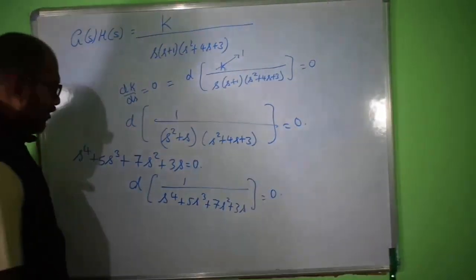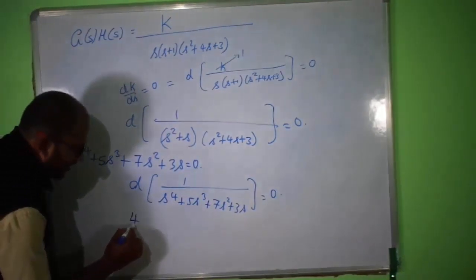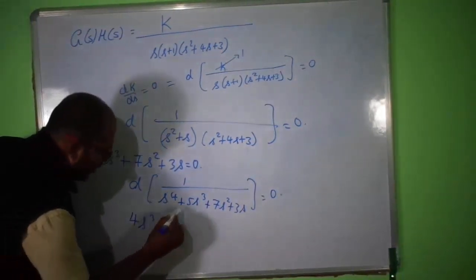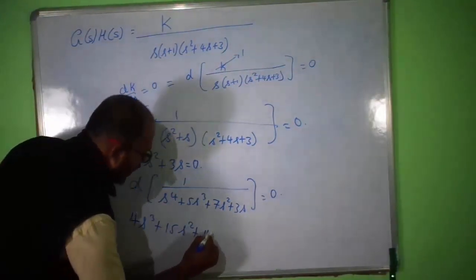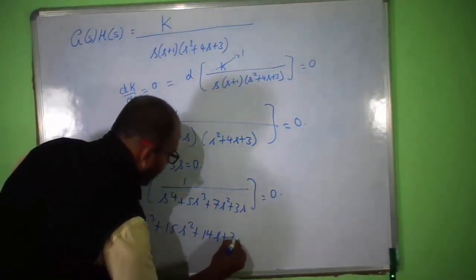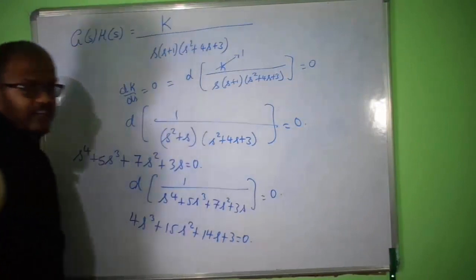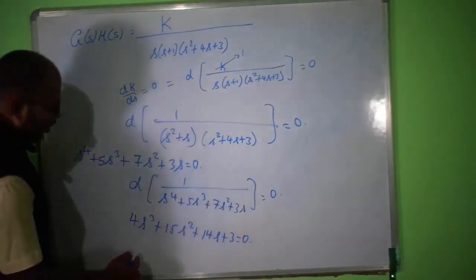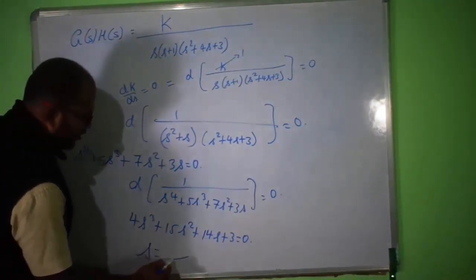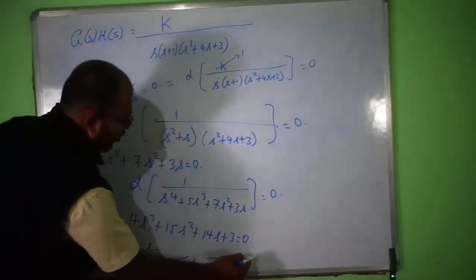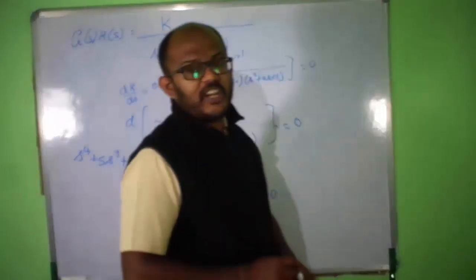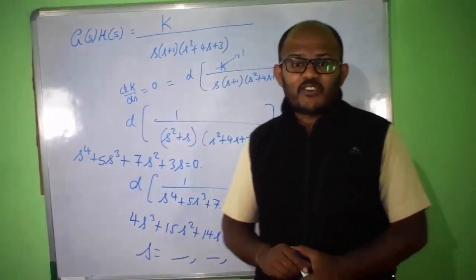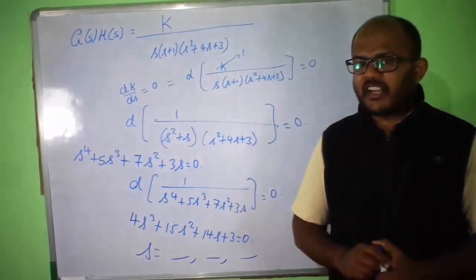Make use of the u by v formula. So what you will be getting is 4s cube plus 15s square plus 14s plus 3, and you need to equate it to 0. Upon solving, you will be getting s equals to, so 3 real roots you will be getting. So this kind of problem, in order to solve, you need a calculator. But in the case of UGC NET exams, you will not be provided the calculator.